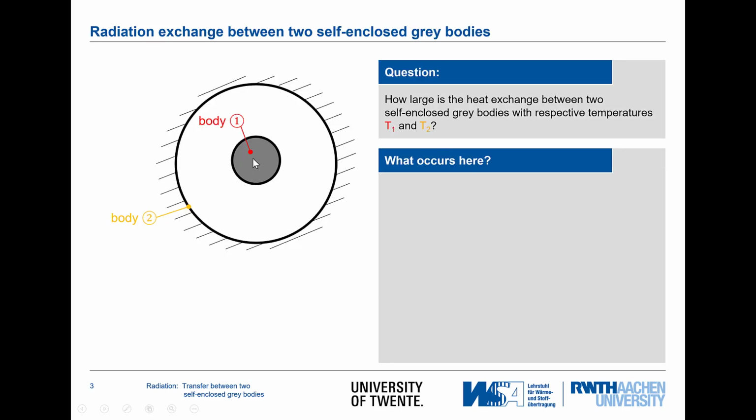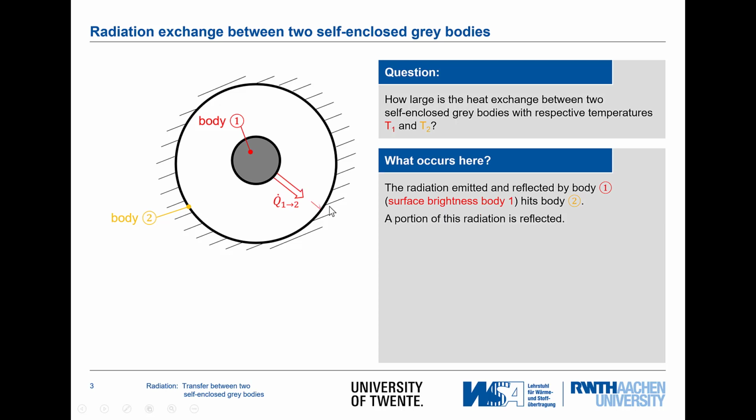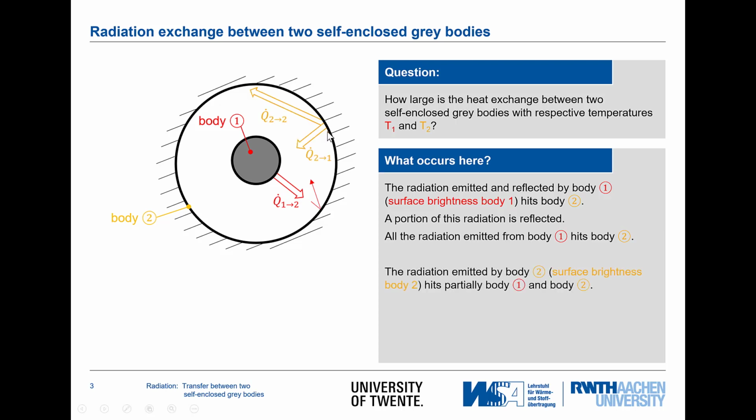We have two objects. The inner object is called body 1, the outer object is called body 2. Both have temperatures T1, T2, which are different from each other, and thus we have radiative exchange. So what is occurring here? We have body 1 that emits radiation. This emission hits body 2. A portion is reflected here, and then the emission from object 2 partially hits object 1, gets reflected, but also hits itself and gets reflected.